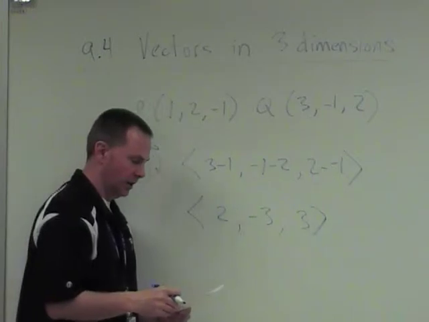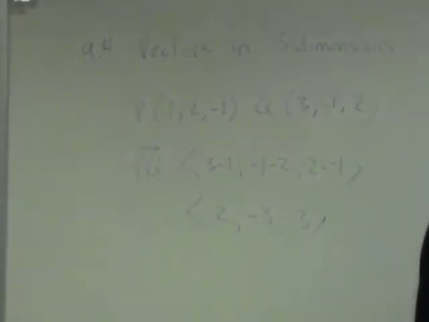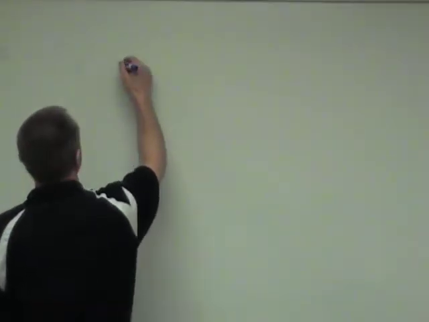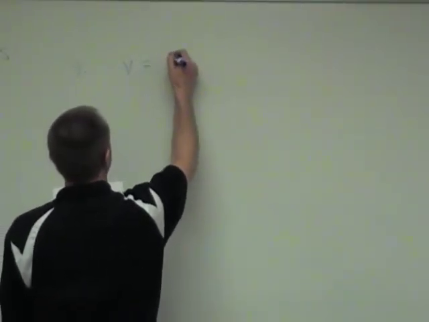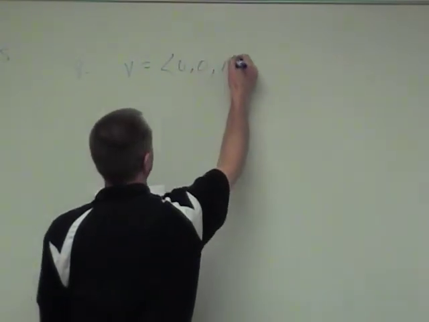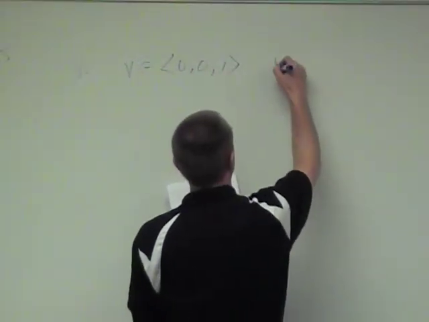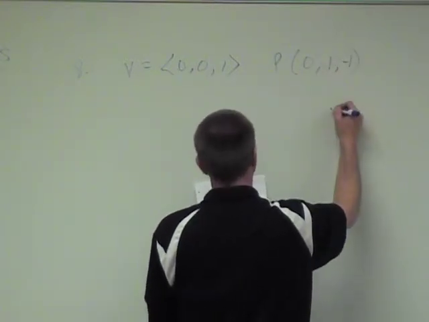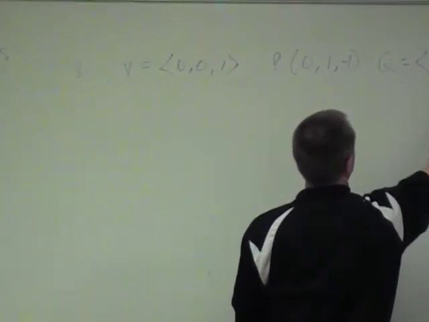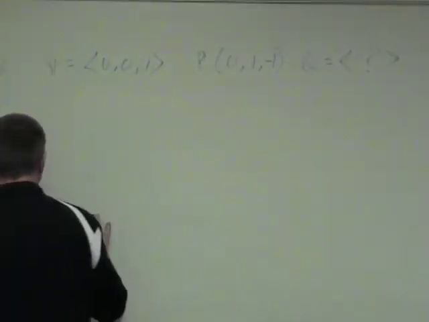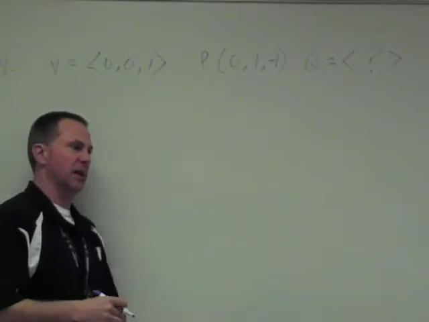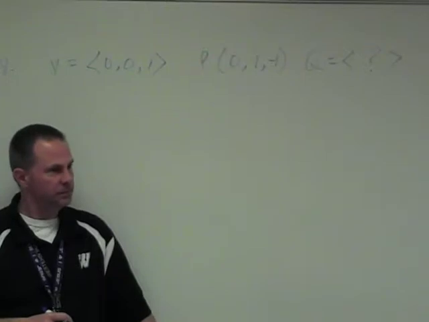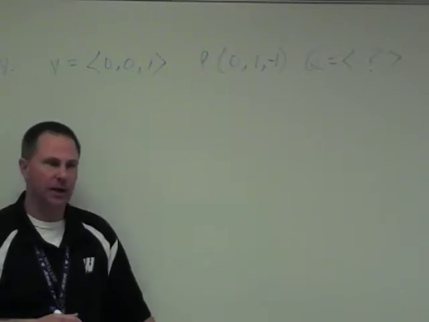Okay. All right, and then we also did something when we were given an initial point. Now this is number 8. What's the terminal point? So B, this vector is 0, 0, 1. And the initial point started at 0, 1, negative 1. We want to know what Q is. Okay? So how do we find the terminal point? And we do it the exact same way we did the 2 dimensions. What do we need to do? Yeah, we add.